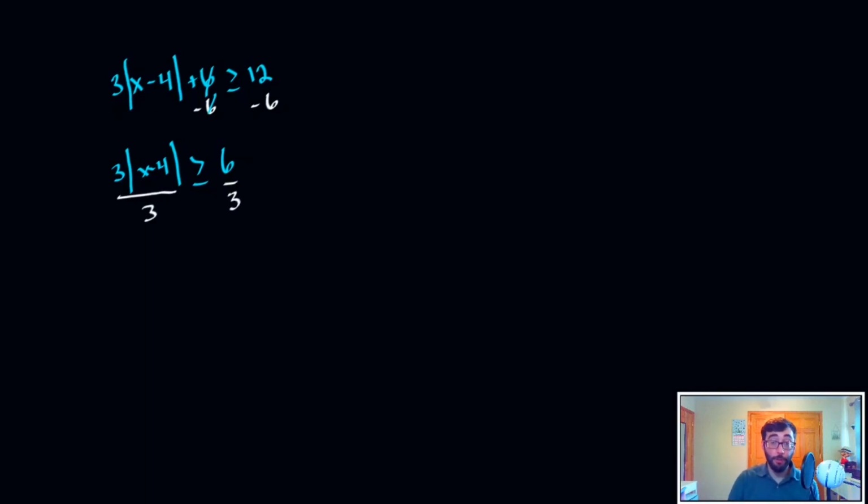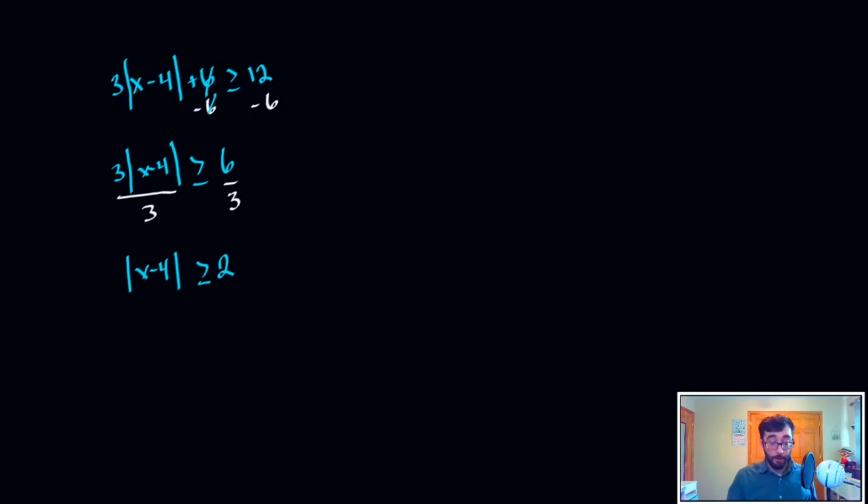This is where I should put a little disclaimer. Remember, with inequalities, if you ever multiply or divide by a negative number, you're going to need to flip the inequality symbol. So let's say this was a negative 3 and I was dividing by negative 3. This would now become less than or equal to, okay? But it's a positive number in this case, so it stays the same. So we're going to have the absolute value of x minus 4 is greater than or equal to 2, okay? And now we have it isolated. Now we need to determine what type of compound inequality it is. We have the absolute value isolated now, okay? And it's greater than or equal to.